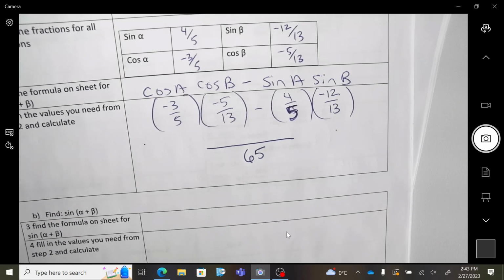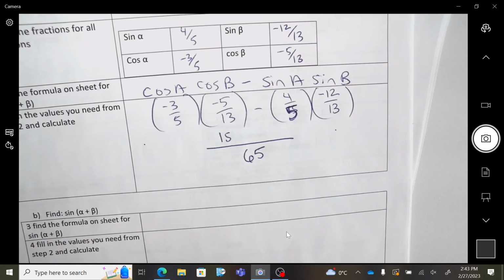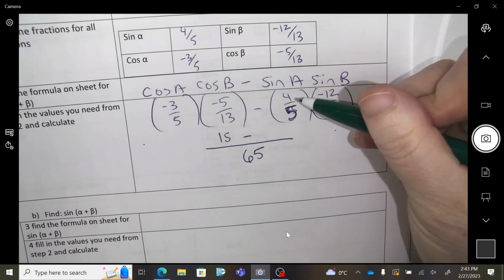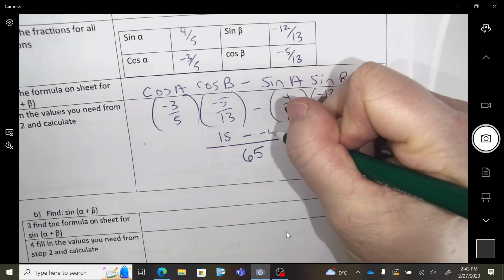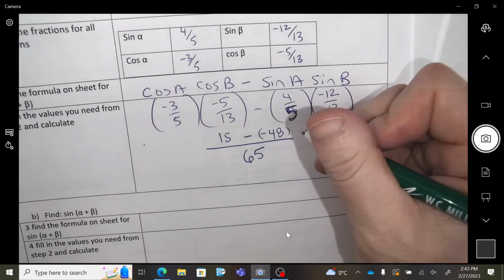So I'm actually going to put it all as one fraction. It's got a 65 on the bottom. So the first would turn out to be 15, right? And then subtract 4 times negative 12 would be a negative 48, right? And then the math on that turns into adding.